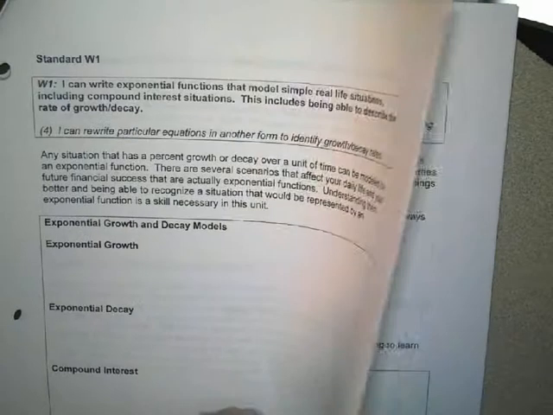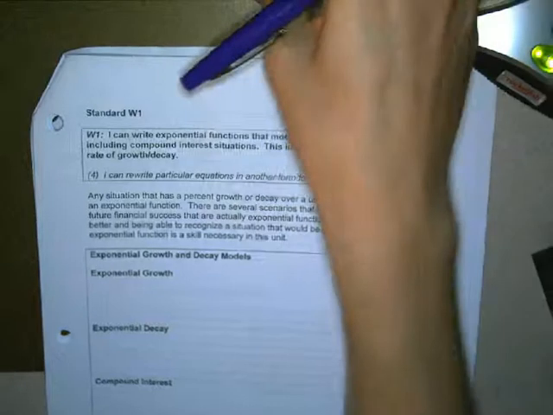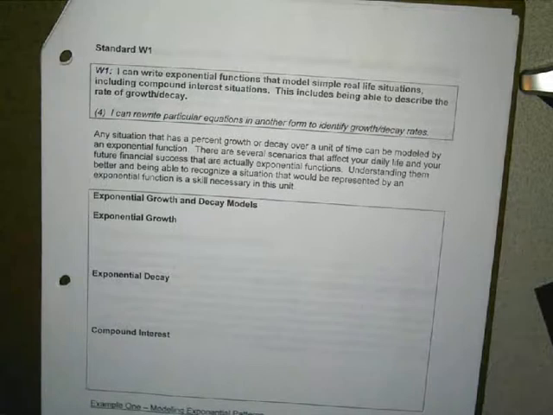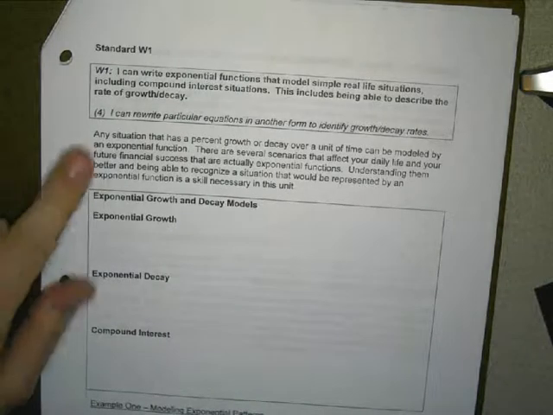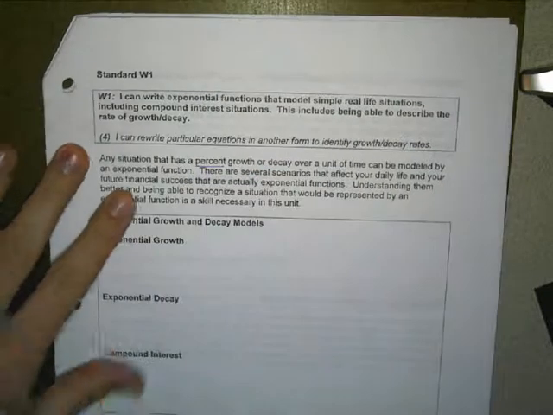Just so you know where we're headed, we're going to end today at this point here. Oh, not that you saw, but sorry, that point there. Some of this should look familiar because we did go through it in Algebra 1, so some of it will be a review. Any situation that has a percent growth or decay over a unit of time can be modeled by an exponential function. Notice, not just any sort of growth or decay, but a certain percentage of growth.